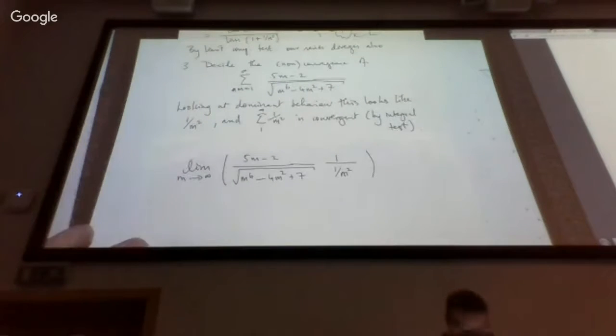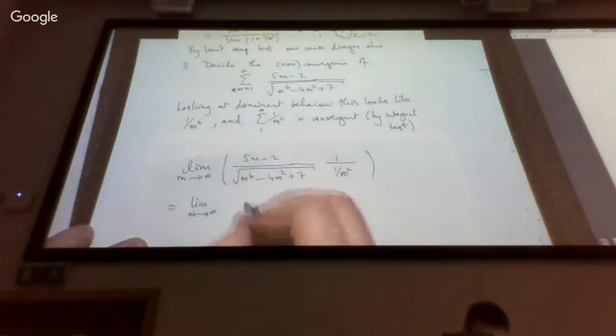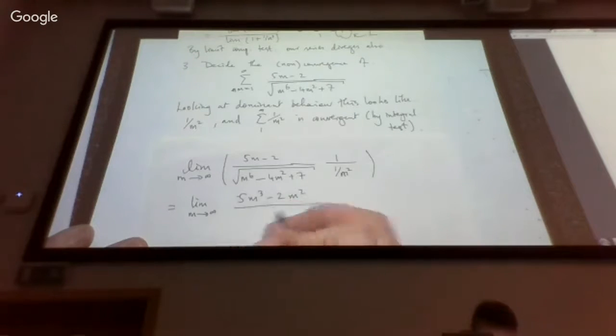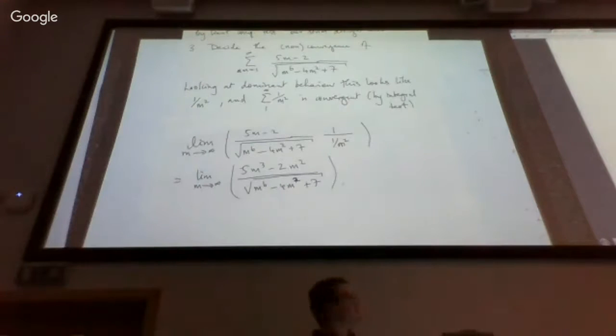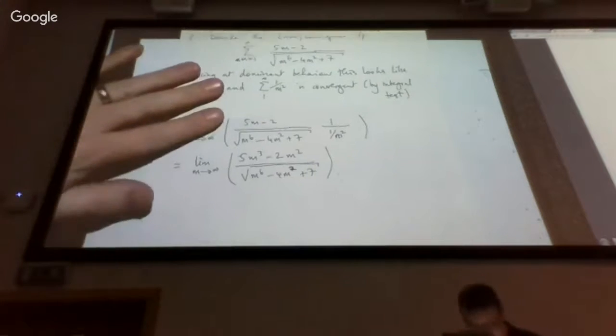Dividing by 1 over m squared is the same as multiplying by m squared. So this becomes (5m^3 minus 2m^2) all over the square root of (m^6 minus 4m^2 plus 7). Again, you can't quite use the algebra of limits theorem straight away because top and bottom are still unbounded. So you need to divide above and below by the highest power of m that you see. Now don't think that you're seeing m to the power 6, because the m to the power 6 is under the square root sign. So the highest power of m you're seeing here is m cubed.